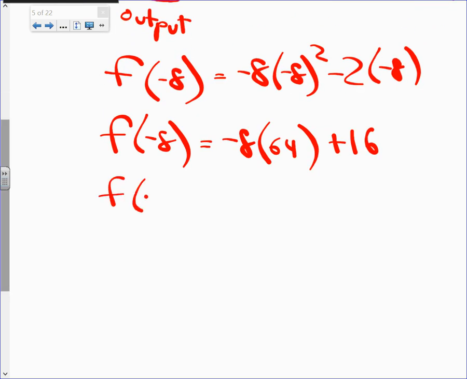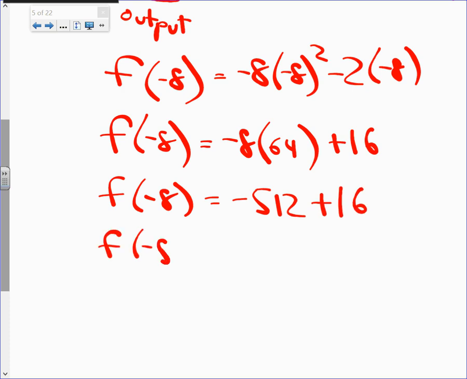So the function at -8 now, 64 times 8 is 512, but negative because the signs are different. Very good. So -512 plus 16. We're rocking and rolling. So the function then at -8 is 512 minus 16, signs are different, could be -496. That's kind of strange. So there's my output. Go and write output here.